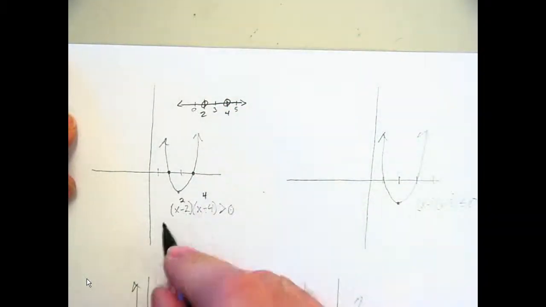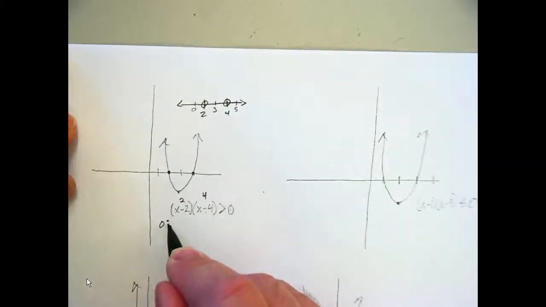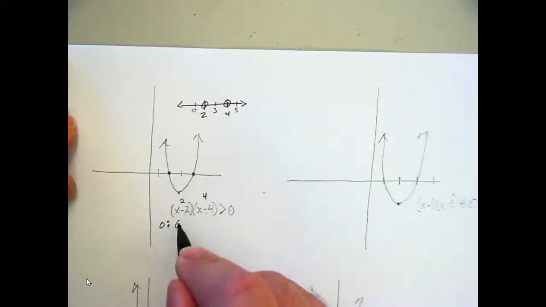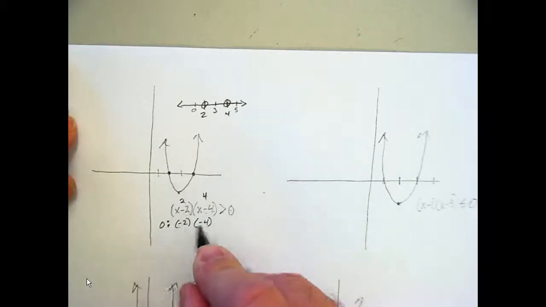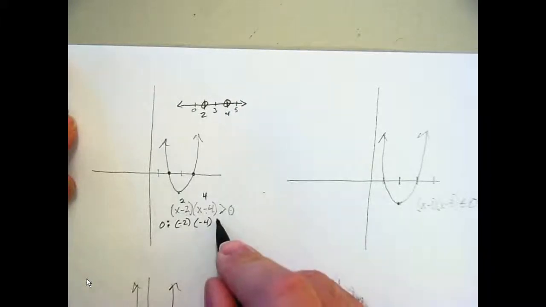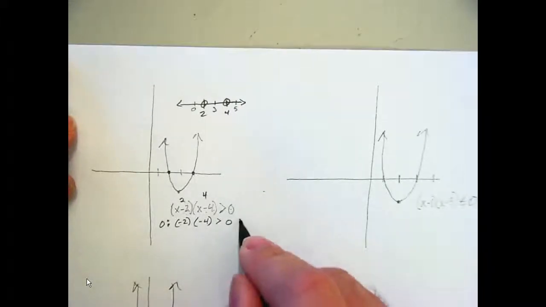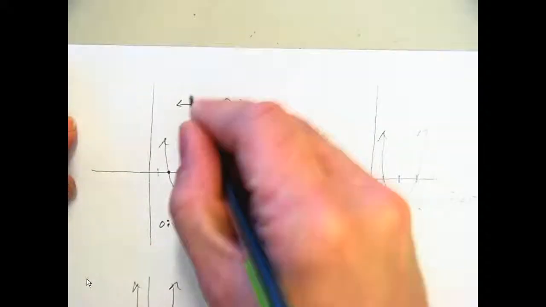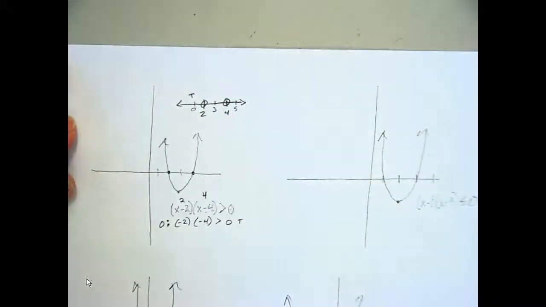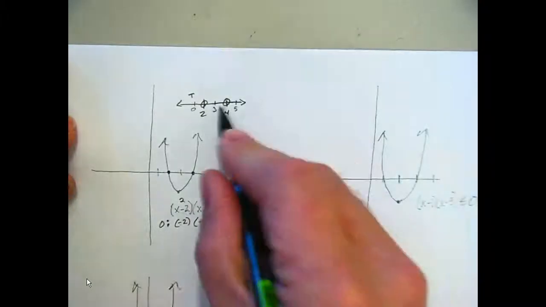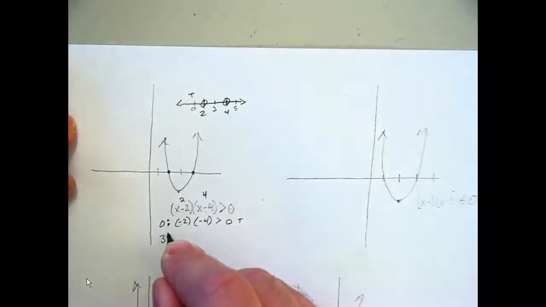So if I put 0 in, so I'm going to test 0. 0 minus 2 is -2. 0 minus 4 is -4. And -2 times -4 gives us 8. Is 8 greater than 0? Yes, that is true. That means at this point, right here on this region, it is a true statement when we test it. Okay?